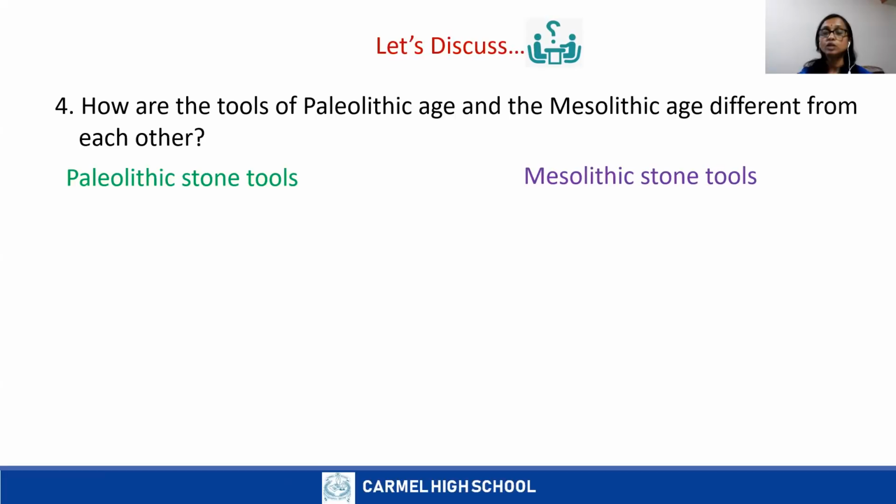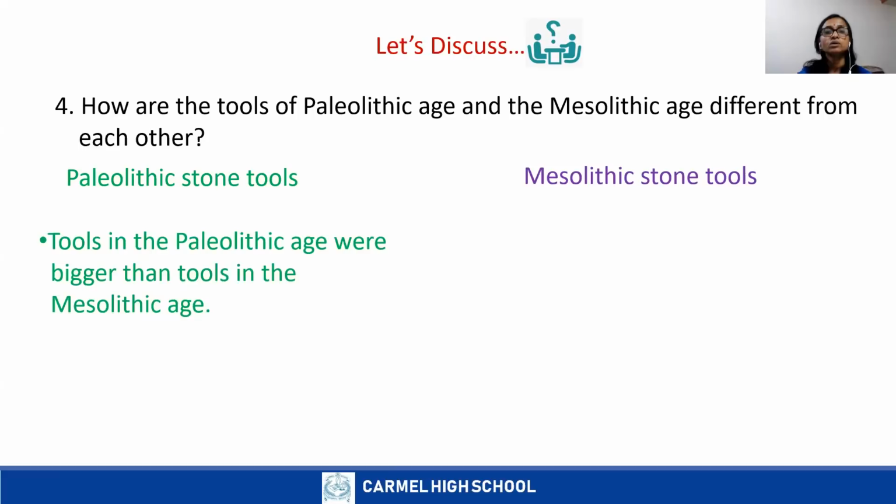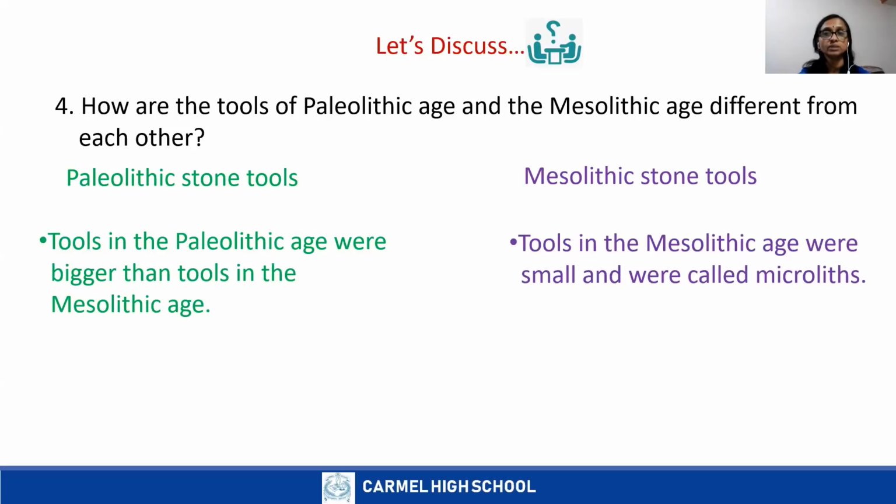The tools of the Paleolithic age are bigger than the tools of the Mesolithic age. Tools in the Mesolithic age were small and were called microliths. They were smaller than the Paleolithic age tools. Here are a few examples for the Paleolithic stone age: hand axe, which you have learned, then cleaver, chopper, burin. So these are examples of Paleolithic stone tools.